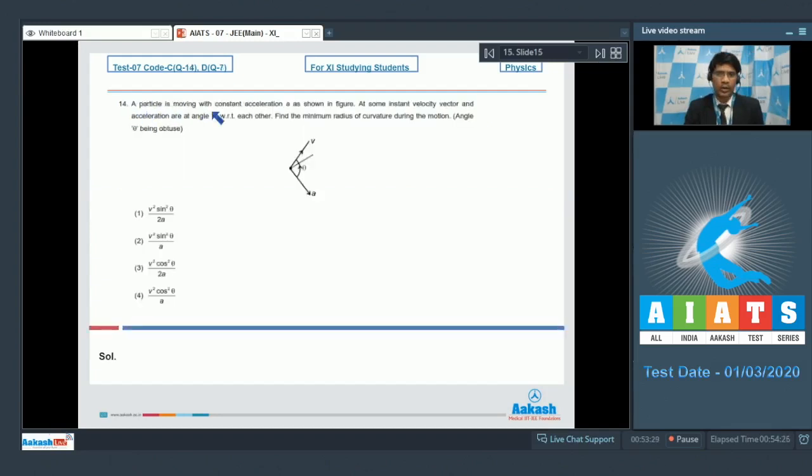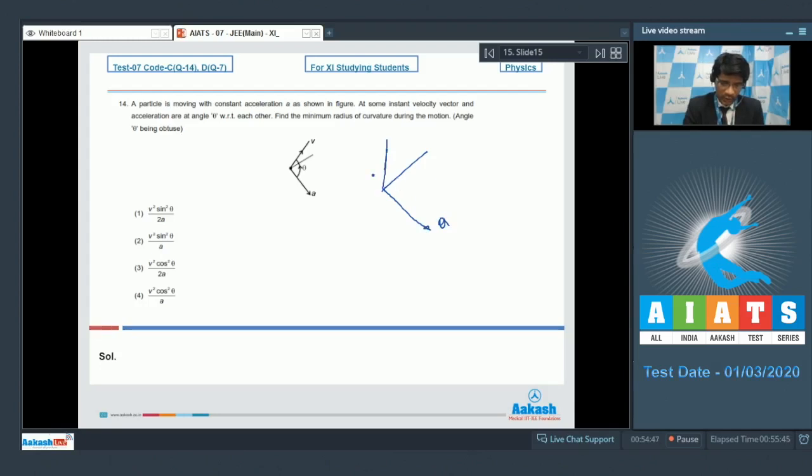A particle is moving with constant acceleration a as shown in the figure. At some instant, velocity vector and acceleration vector are at angle theta with respect to each other as shown here. Find the minimum radius of curvature during the motion, angle theta being obtuse. That, yet again, is a very standard condition here. When the velocity shall only have the perpendicular component to the acceleration, then only the radius of curvature will be minimum. So let this be the acceleration vector.